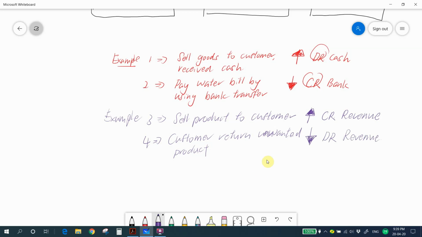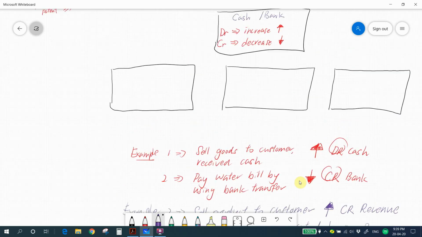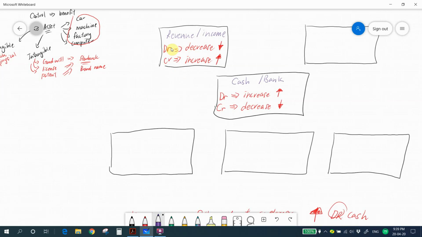This is the explanation for revenue and income account. I repeat, for revenue, when the entry is decreased, we debit the revenue account. When the revenue or income increase, we credit the revenue or income account.